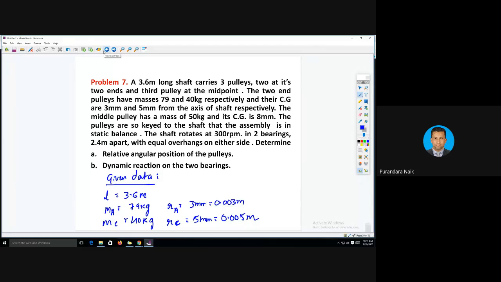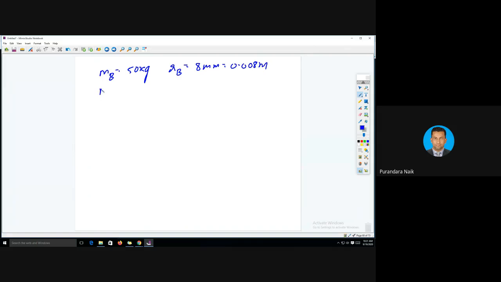The pulleys are keyed to the shaft so that the assembly is in static balance, and the system is statically balanced. The shaft rotates at 300 RPM. So that is the speed, equal to 300 RPM. By that you can find omega, because omega you need to find out. Omega is 2πN by 60. And what is the answer for this one? I think 331.41, right? Correct? Are you sure? Yes, sir. So this is N, capital N.